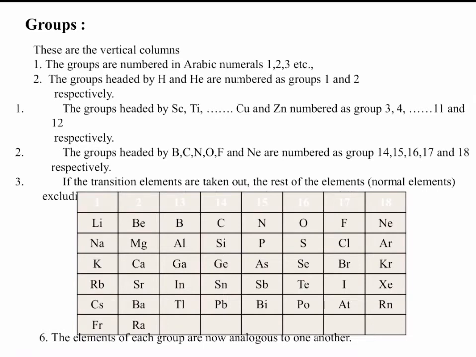The elements of each group are analogous to one another. For example, the elements of group 1, namely lithium to francium, all have identical properties. Like that, the elements of group 18, that is the noble gases, also have similar properties.